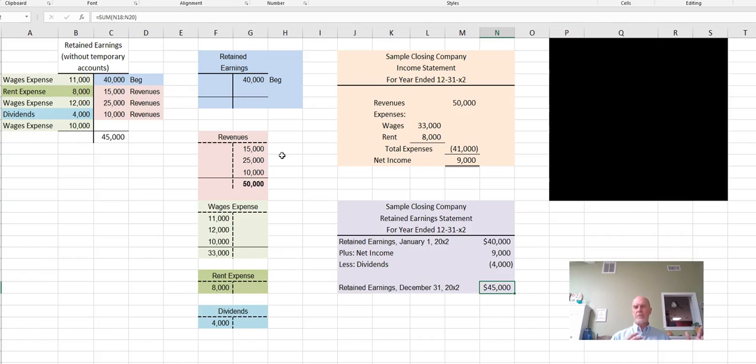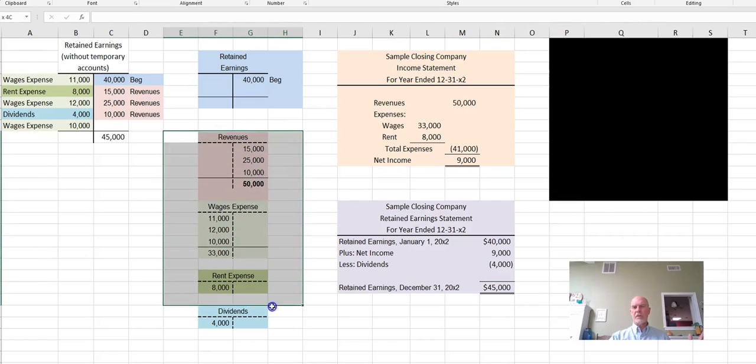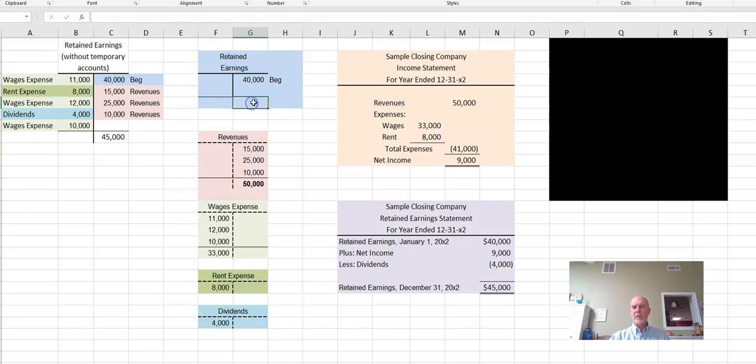The closing entries have a double purpose. We want to set all of these temporary accounts back to zero and get ready to start accumulating information for the next year. And we also want to transfer all this information back up here into retained earnings. And once we do that, the ending balance of retained earnings should match the $45,000 that we calculated. In fact, that's what it would have been had we put all this information up there to begin with.